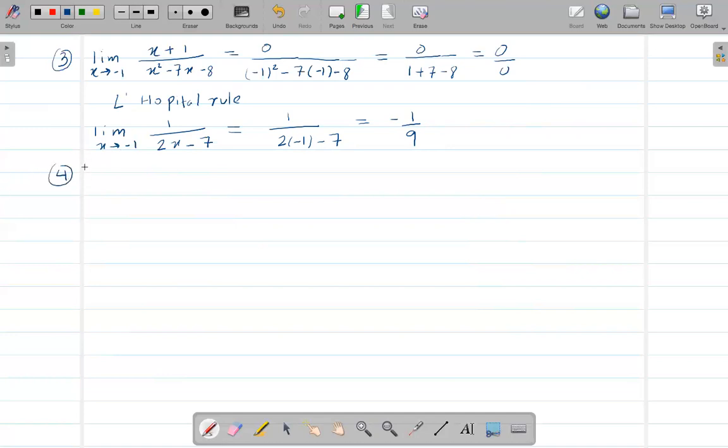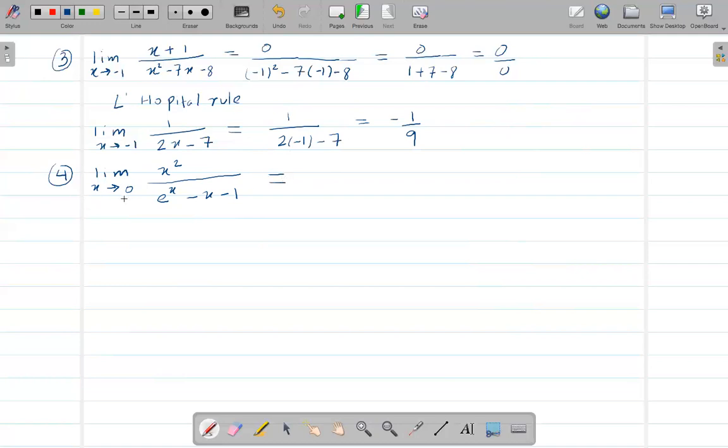Okay, now this one, let's say when x goes to 0 for x squared over e to the power x minus 1, then, okay, so again, let's see what we get here.